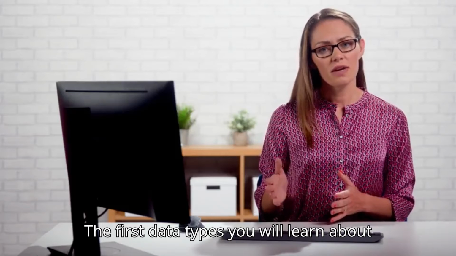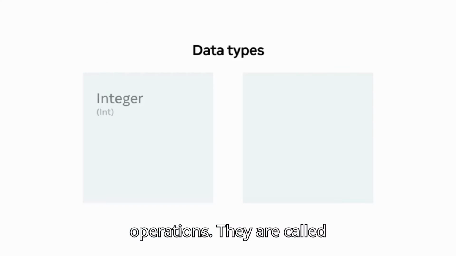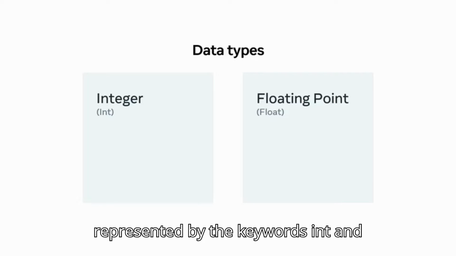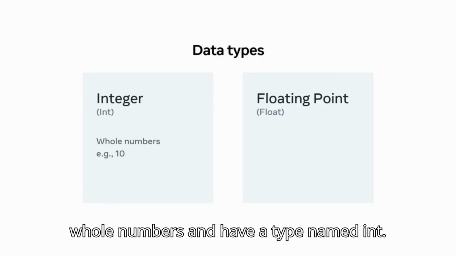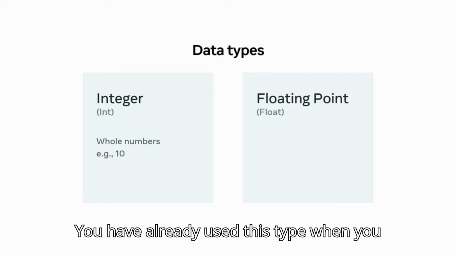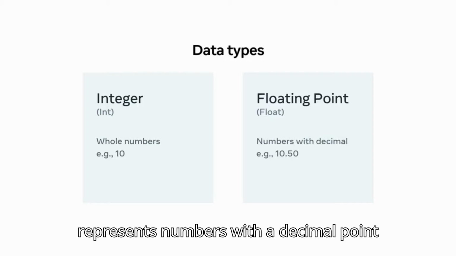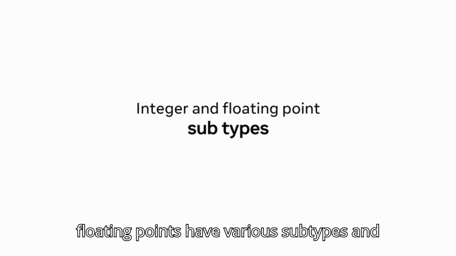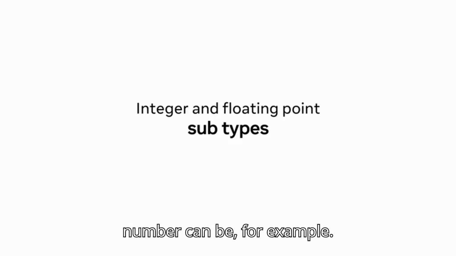The first data types you will learn about are those used to perform arithmetic operations. They are called integers and floating point and are represented by the keywords int and float. Integers are used to represent whole numbers and have a type named int. You have already used this type when you printed the number 10. Floating point represents numbers with a decimal point like 10.50 and have a type named float. Both integers and floating points have various subtypes, and these are used to represent how large the number can be.